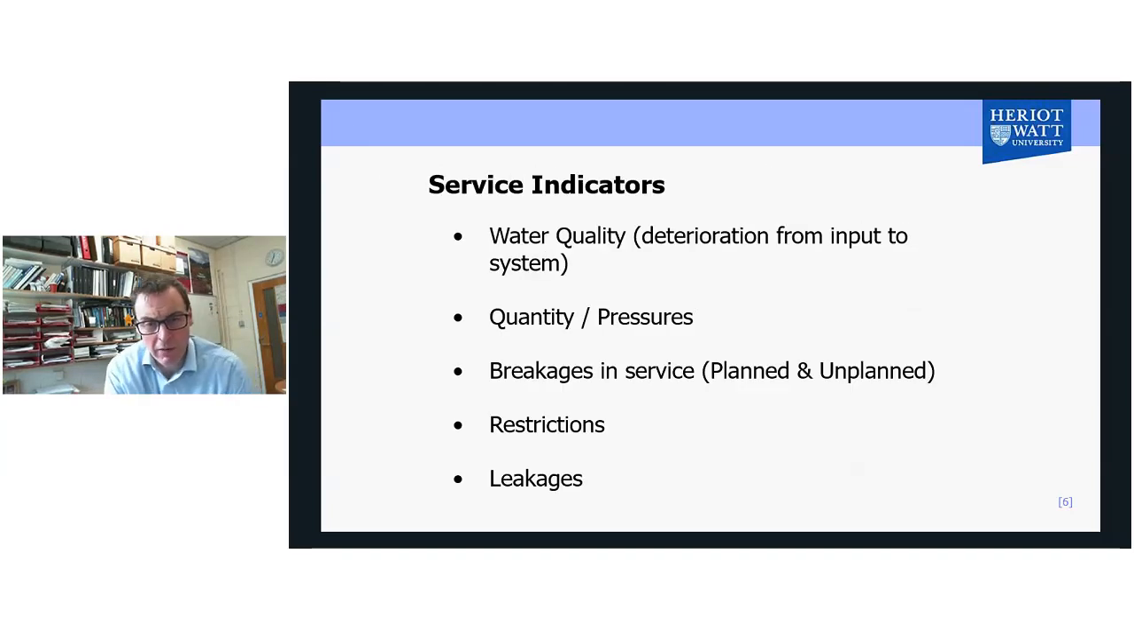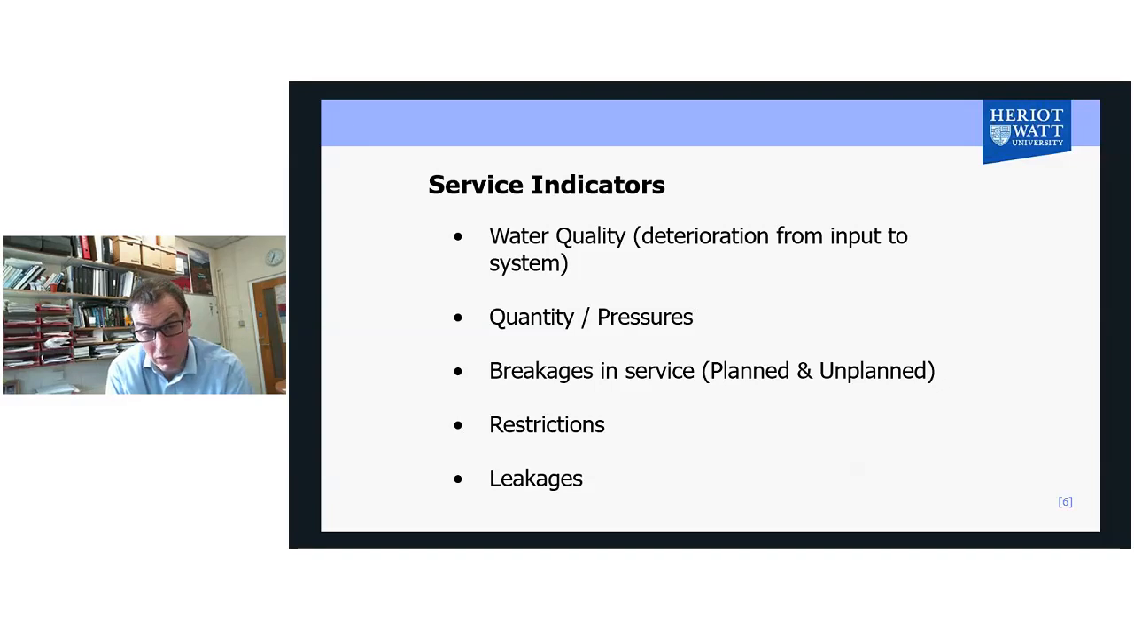So typically, where water supply provision is concerned, there are a number of key performance indicators. Obviously, water quality, so we want to make sure there's no significant reduction in water quality between where the treated water enters the network and where it reaches the supply. So your network isn't making a significant impact on the water quality.